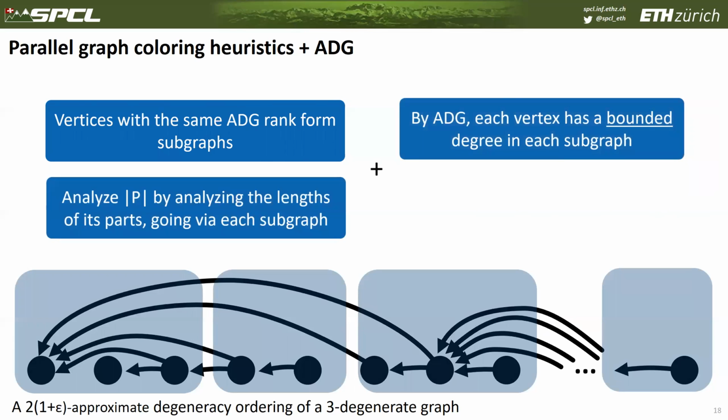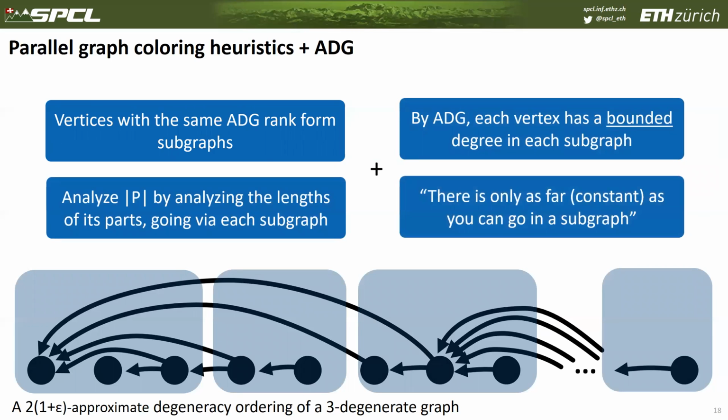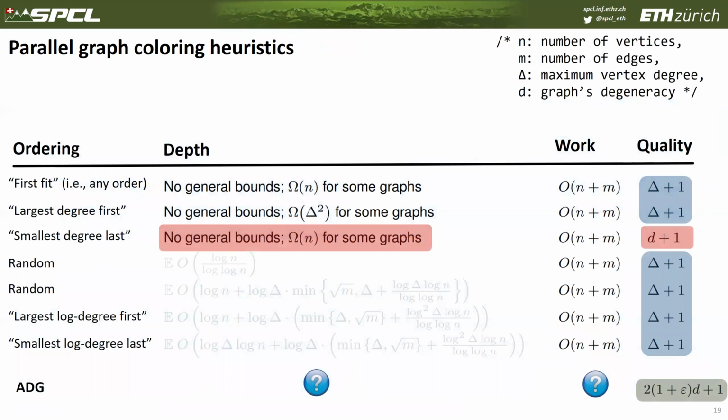That's exactly what we are doing in the paper. And we also use the properties of ADG to get the actual bounds. And by the properties of ADG, each vertex has only a bounded degree in each subgraph. So this really means intuitively that there is only so far you can go in each of these subgraphs, and this far is really a constant. And using these facts with some randomization analysis gives us our bounds. These bounds are bounds in expectation.